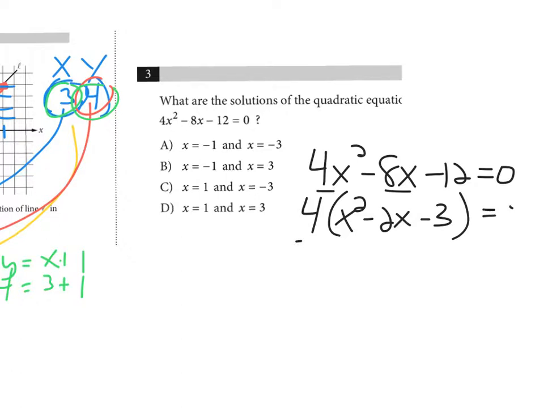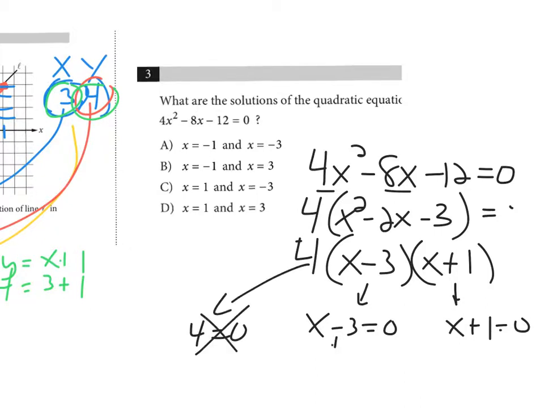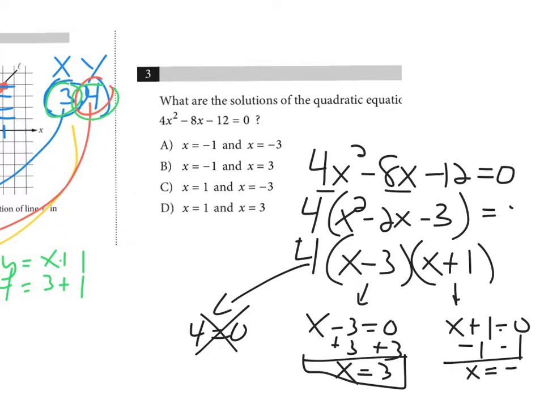So now I'm going to try to factor what's in parentheses, x squared minus 2x minus 3. That factors into x minus 3 times x plus 1. So here I'm going to set each of the factors equal to 0. Officially you should set 4 equal to 0, but that gets rejected because it doesn't check. So here your two answers are x is equal to positive 3 and x is equal to negative 1. That's going to be letter B.